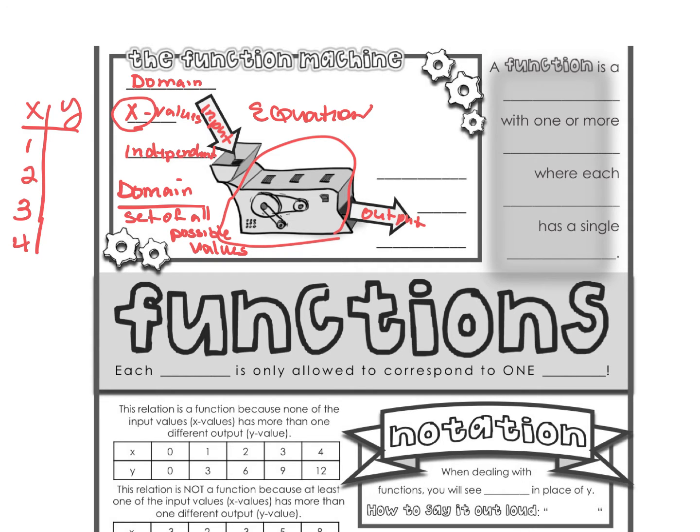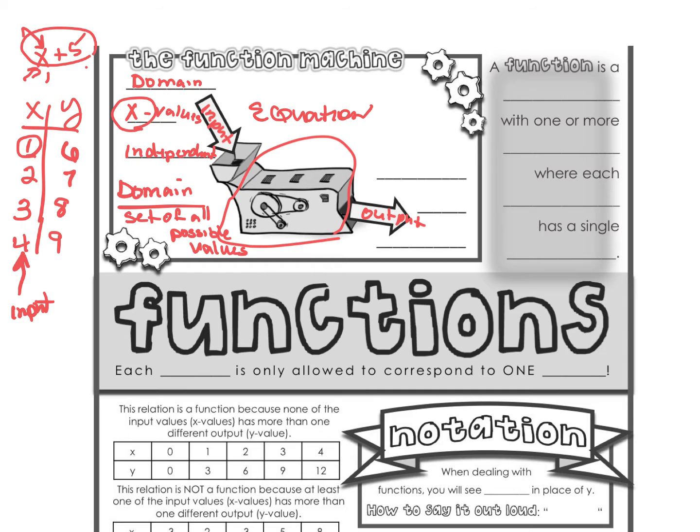So whatever the equation is, let's see, x plus 5. I'm going to put this x in, and I'm going to get out 6, because 1 plus 5 is 6. So if I put a 2 into the function machine, which is the equation, I get 7, because 2 plus 5 is 7. If I put in 3, I get 8, because 3 plus 5 is 8. If I put in 4, I get 9, because 4 plus 5 is 9. So x's are your input.